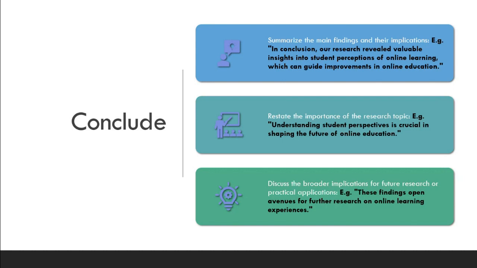For example, in conclusion, our research revealed valuable insights into student perceptions of online learning, which can guide improvement in online learning. So these results can guide improvement in online learning, which is the key nugget that we're taking out. So you also need to restate the importance of the research topic. For example, understanding student perspectives is crucial in shaping the future of online education. And you also need to discuss the broader implications for future research or practical applications. For example, you would say these findings open avenues for further research on online learning experiences.